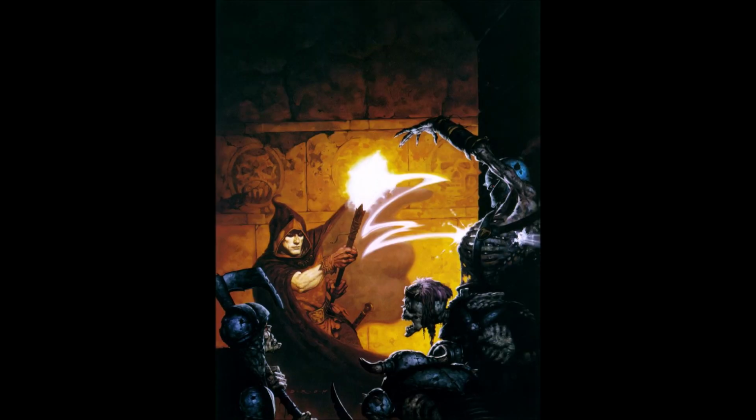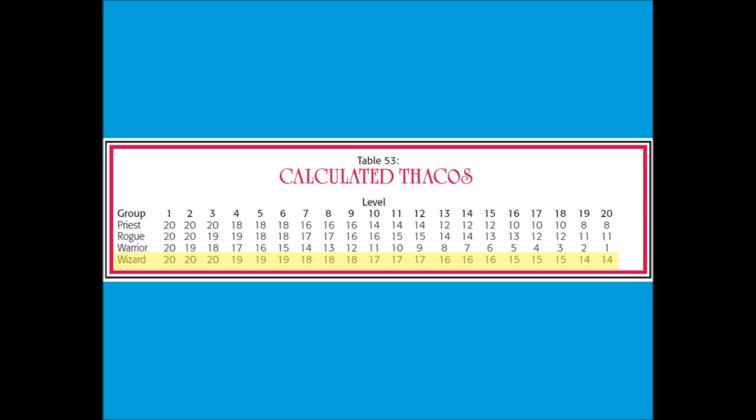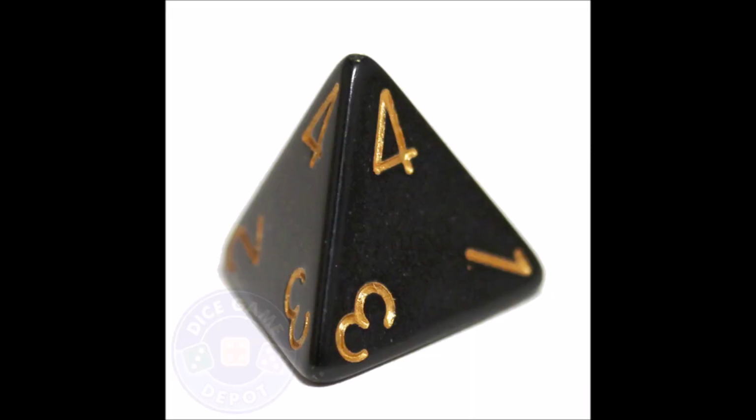Things all wizards have in common are they use wizardly magic. I'll go more in depth into that in a few seconds. Their THAC0 improves 1 every 3 levels, and they all use a d4 as their hit die. Because of this, you may want to add about 50% of their hit points when converting them to 5th edition.